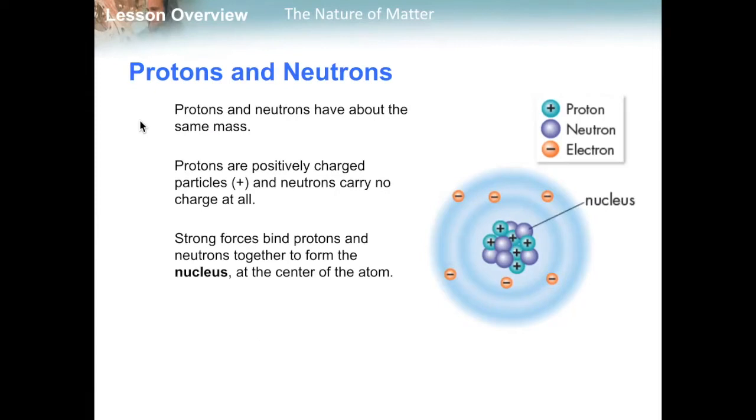Protons and neutrons have about the same mass. Protons are positively charged particles, and neutrons carry no charge at all. Strong forces bind protons and neutrons together to form the nucleus, the center of the atom. They're called strong because look how close the equal charges are together. It has to be something that holds these close together because they normally repel.